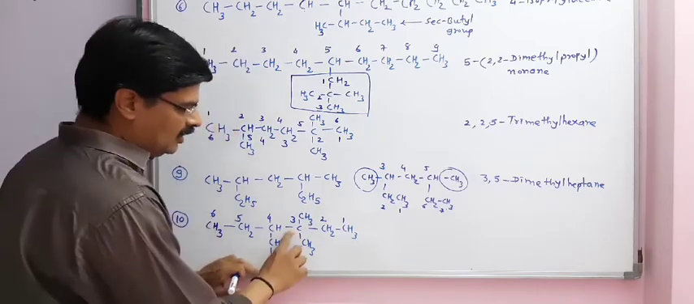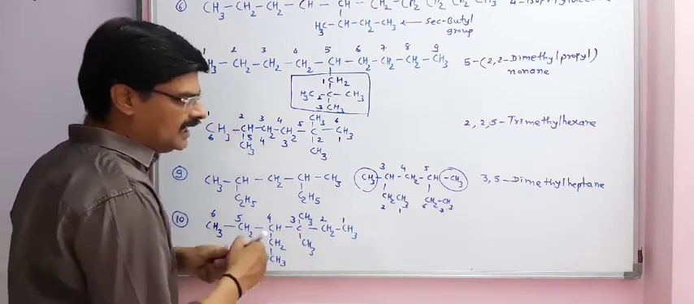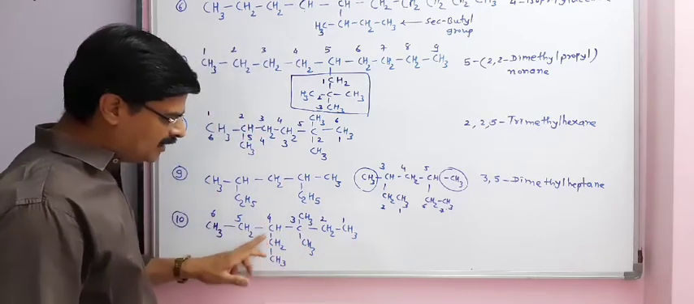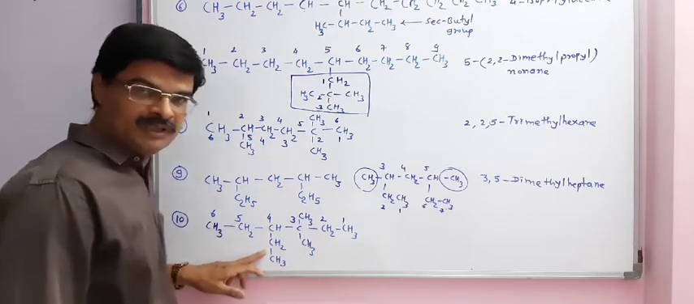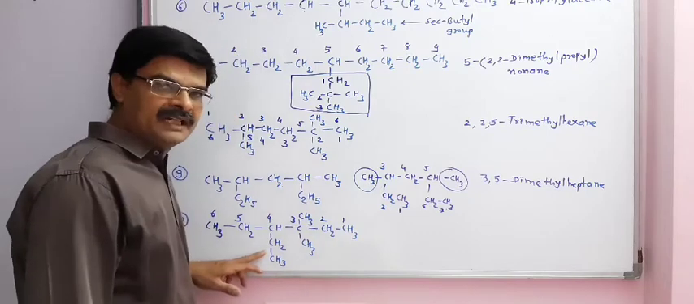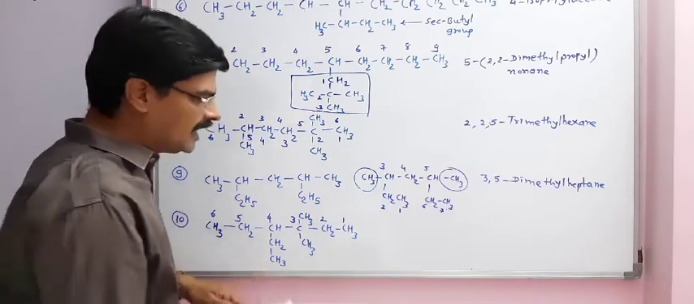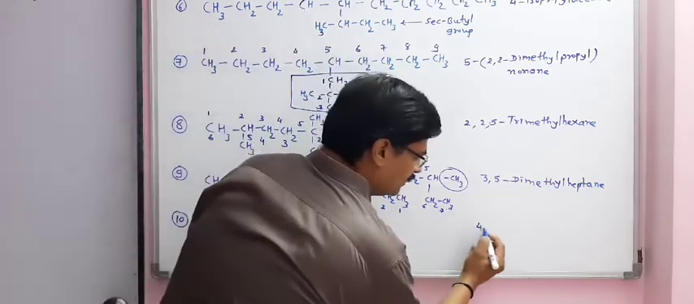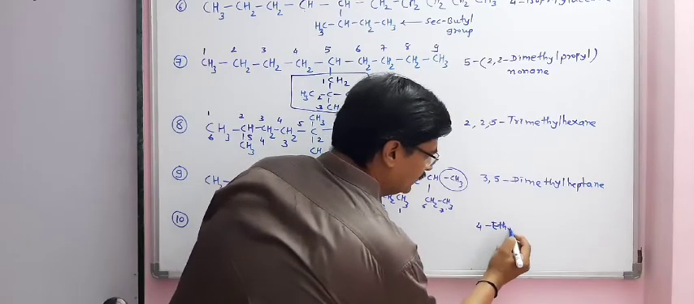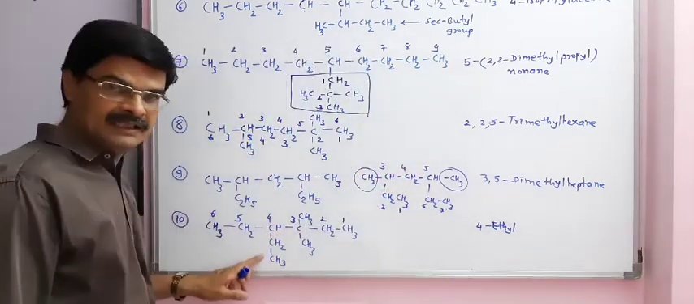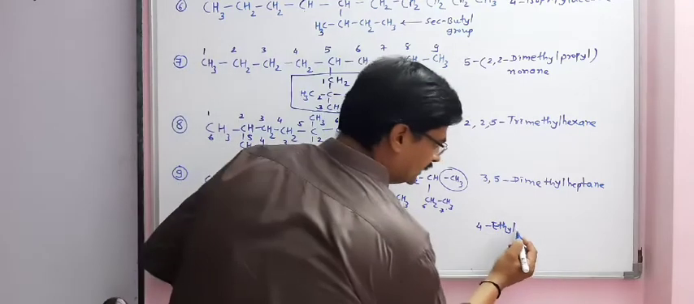Now deciding on carbon number 3 we have methyl group 2 times, and on carbon number 4 we have ethyl group. Remember alphabetical order also, 4 ethyl will come first. So 4 ethyl, 3,3-dimethyl.